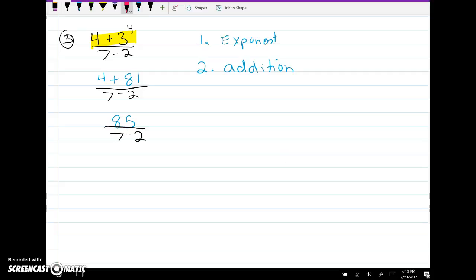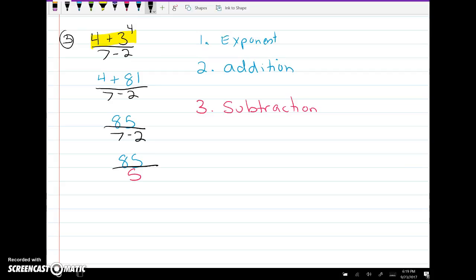Now I'm going to do my denominator in pink. So step 3 is going to be subtraction, because that's all that's in my denominator. But again, the grouping, because of the fraction bar, tells me to do my numerator first and then my denominator. So I still have my 85 from before over 7 minus 2, which is 5.